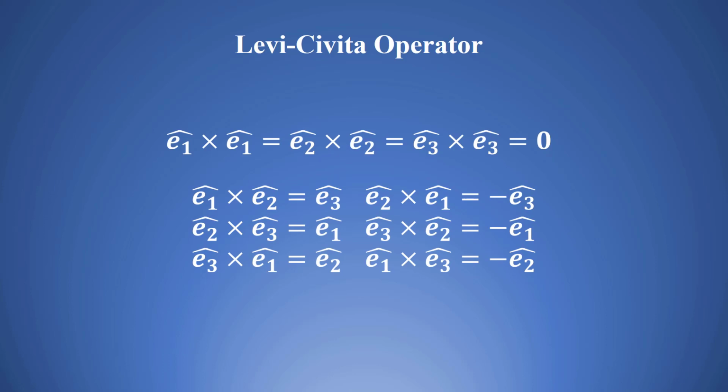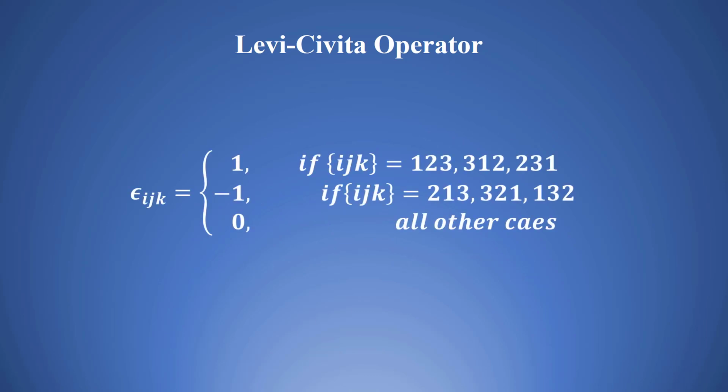We want to represent the cross product in index notation, like what we did before with the dot product. In order to do that, we must define a new mathematical entity. This entity is the Levi-Civita operator.